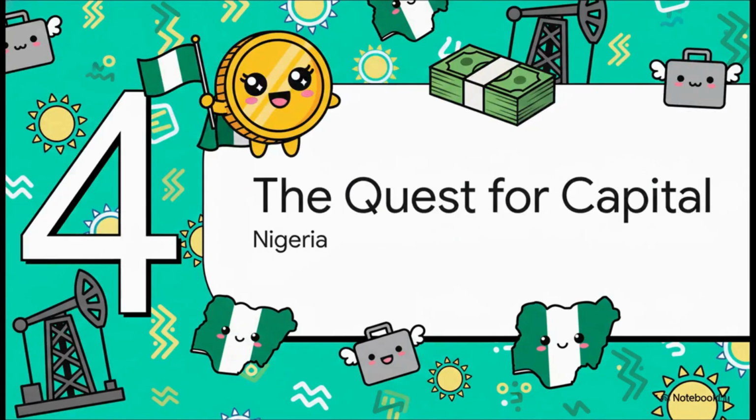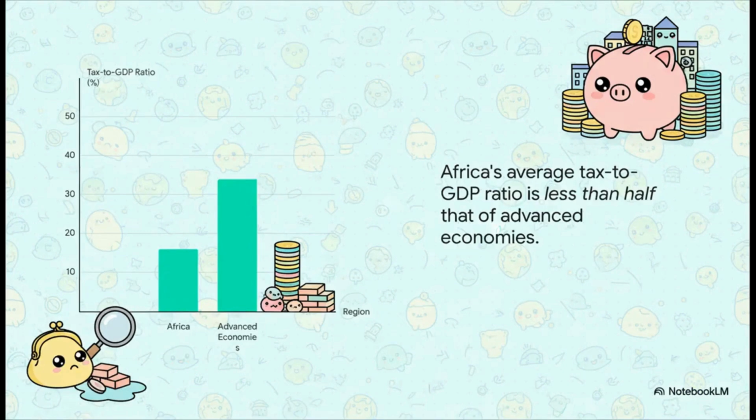All right, let's move on to our third model, which really represents the challenges, but also the incredible potential of so many developing nations. For this, we'll use Nigeria as our case study in what we can call the quest for capital. So, the first major hurdle is funding. Just look at this chart. The average tax revenue in Africa is less than half of what it is in advanced economies. That immediately creates a huge funding gap for all the crucial projects you need to build a future.